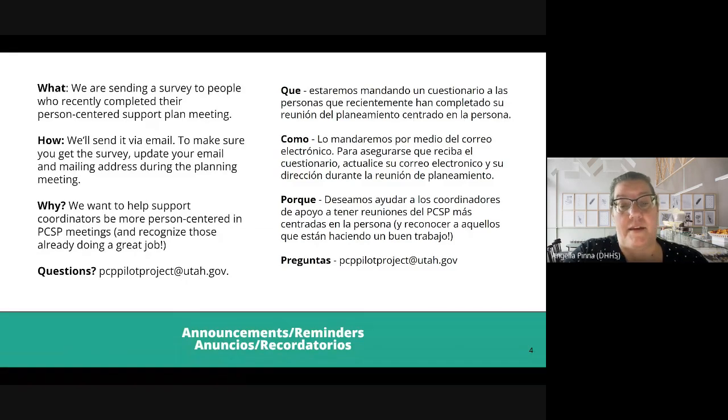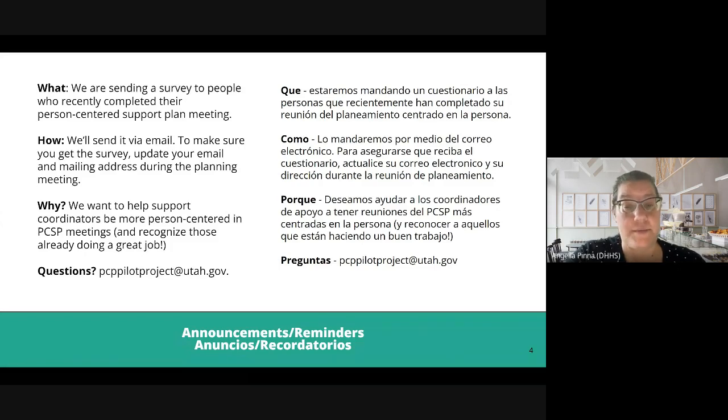And we'll also use this to recognize support coordinators who are really doing a great job. We'll also use it to help support coordinators on any areas of training where they need additional information or additional training to make sure that we're staying person focused and person centered in our practices.